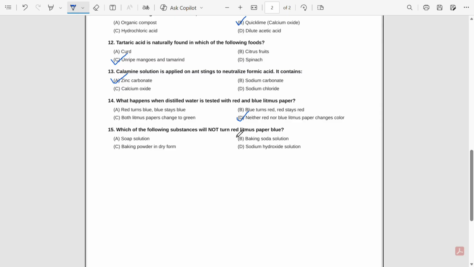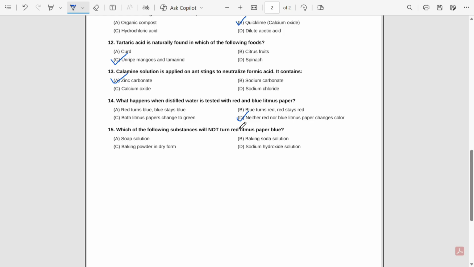red litmus paper into blue? Basically, red litmus will be turned into blue in the presence of basic solutions. Already we have discussed this. Of course, all are basic solutions only here. Soap solution is basic in nature. Baking soda solution is basic in nature. Baking powder is also a basic substance. Sodium hydroxide solution is also a basic solution.